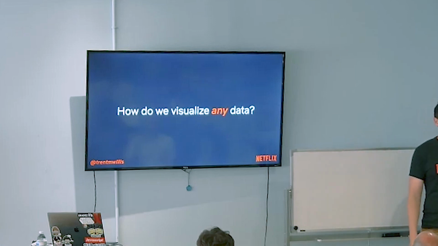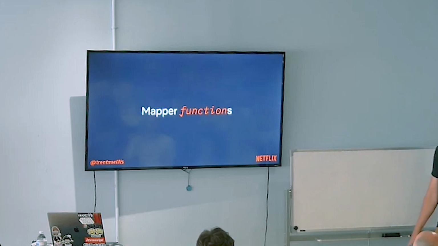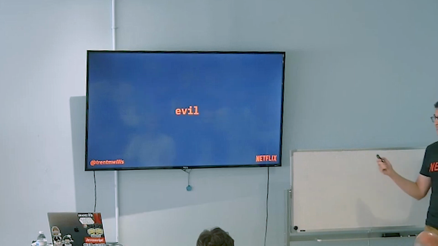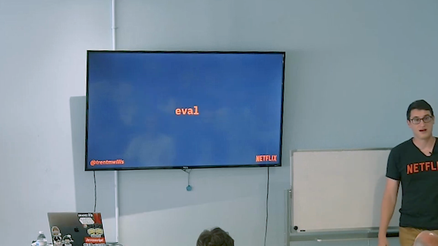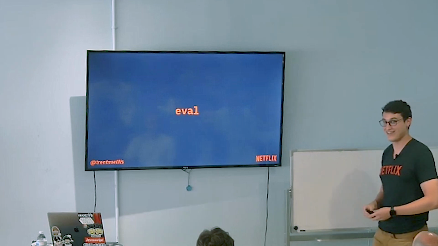So because of that, we get to do something that most JavaScript engineers would say is evil. And we use mapper functions. Mapper functions are just simple JavaScript functions, but we say that they're evil because we use eval to evaluate them on the client.